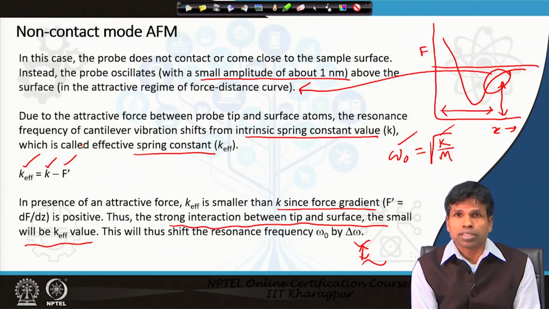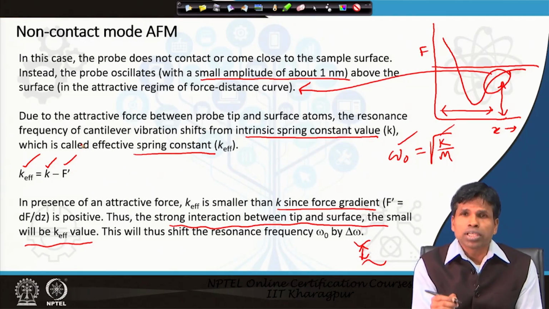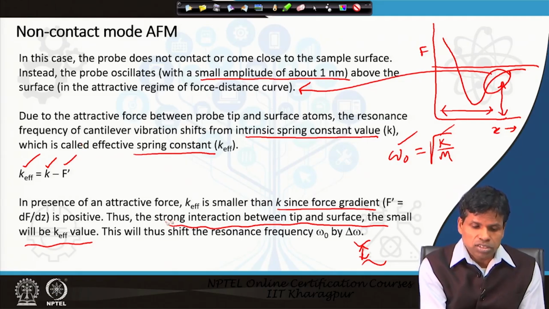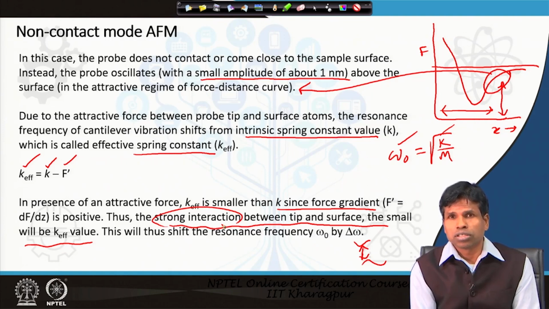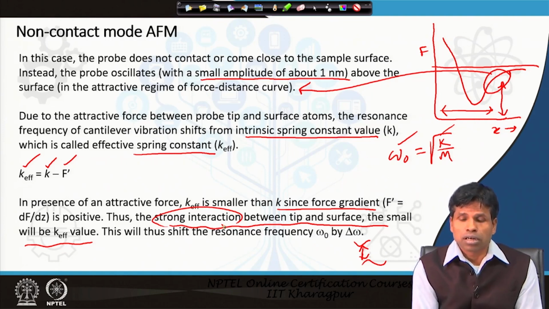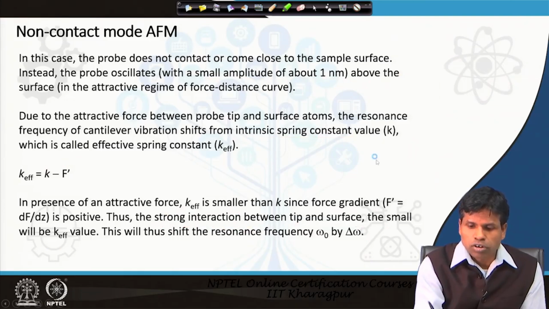There is a shift of the resonance frequency. So, by measuring the resonance frequency shift, we can measure the tip sample interaction, whether the interaction is strong or weak, and that can be used for creating the image of the surface. This is what is done in non-contact mode.